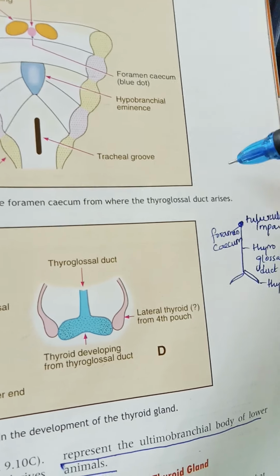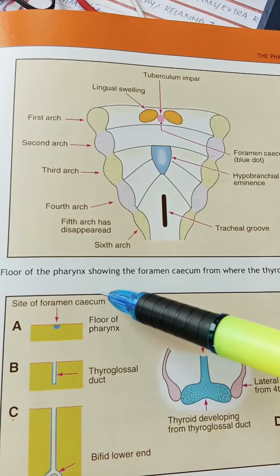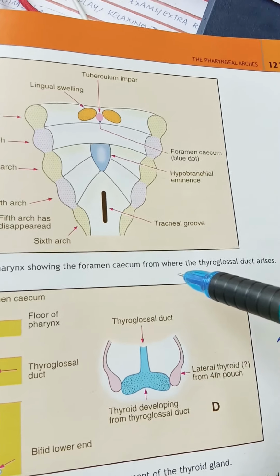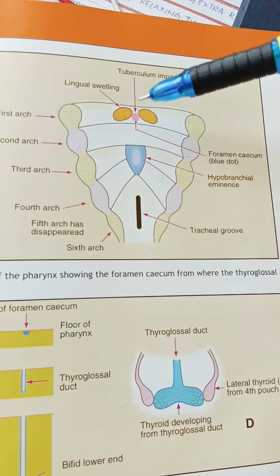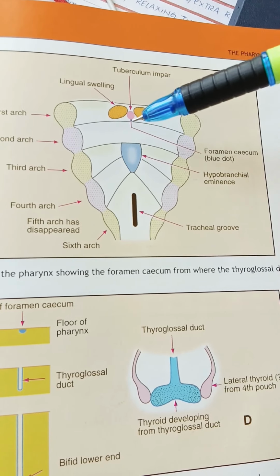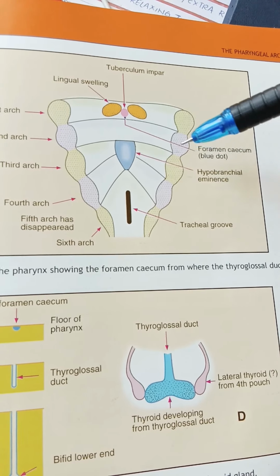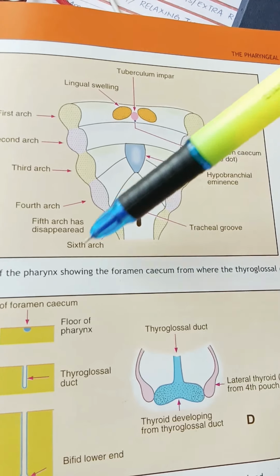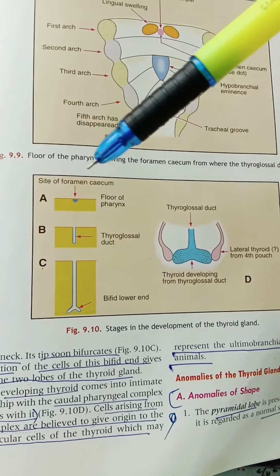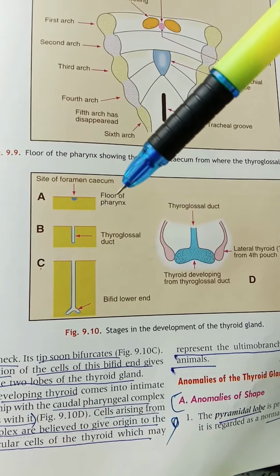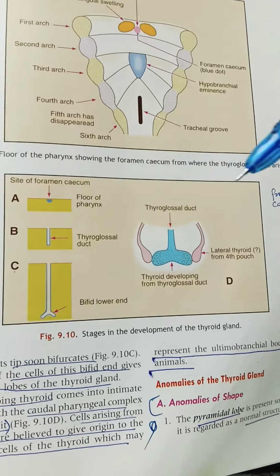Foramen cecum is where we get this. So here you can see the floor of the pharynx showing the foramen cecum from where the thyroglossal duct arises. So this is the lingual swelling, tuberculum impar and midline structure. This dotted structure, the blue dot, is the foramen cecum. Hypobranchial eminence, tracheal groove, sixth arch, fifth arch. So all the arches are like that. And the site of formation of foramen cecum, the floor of pharynx, thyroglossal duct, bifid lower end.